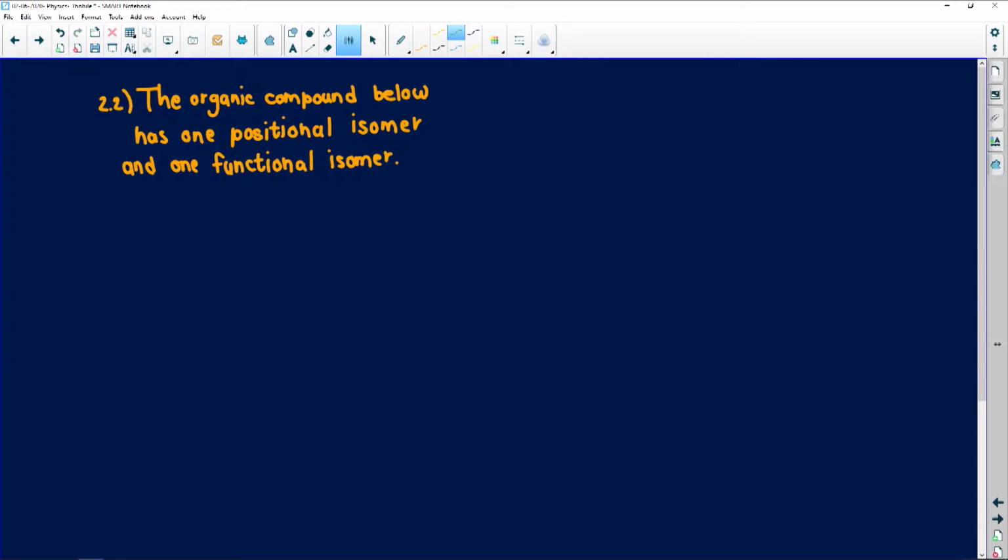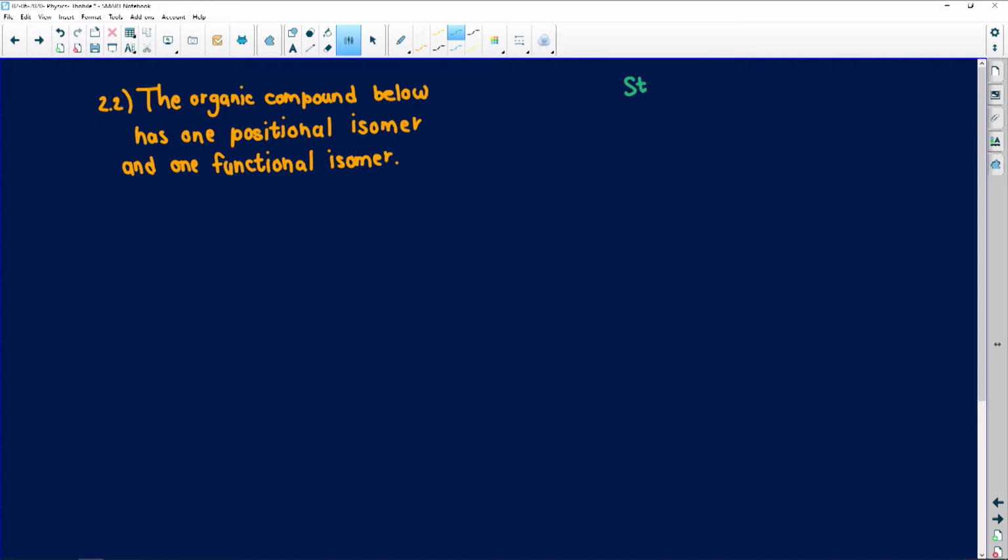And unfortunately, guys, in an exam, they can ask you to give the definition or they can ask you to identify what it is. But in this case, they've just told us that it has 1 positional and 1 functional, and then they're going to ask us a question. But before we go to that one, in case you don't know what isomers are, let's work through that.